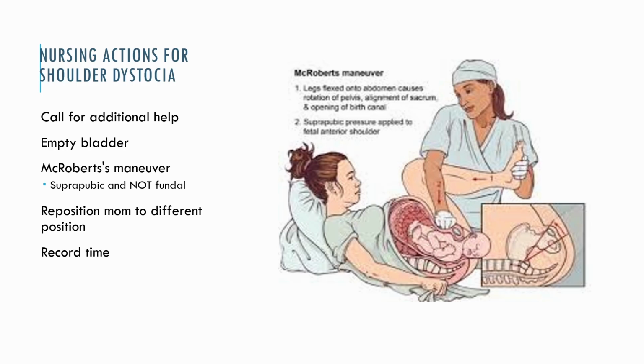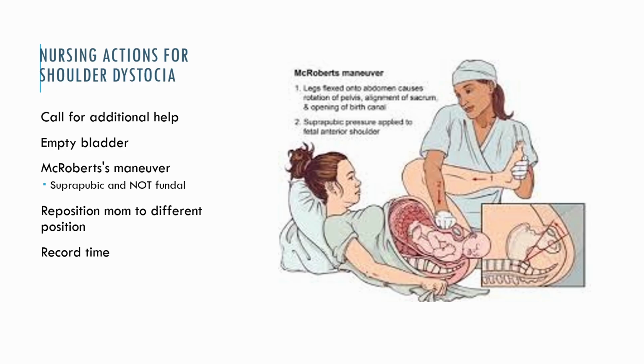The idea of this is to try and get that shoulder to curl in a little bit more. It's usually that anterior shoulder up on top that's stuck behind the pelvic bone. So if you can cause it to curl inwards and then pop out from underneath that pelvic bone, you've just dislodged a shoulder dystocia. Now, you do not want to do fundal pressure. We don't want to push down up on the top of the fundus, as that can lodge our baby in there even more.